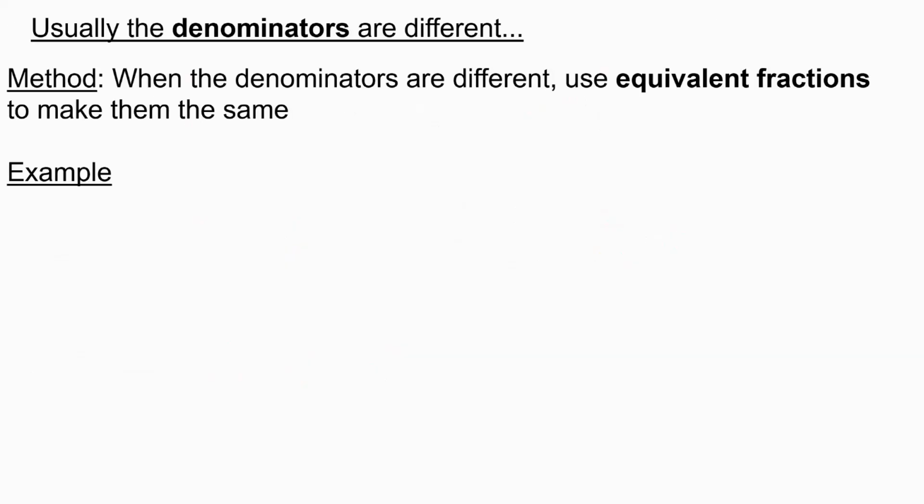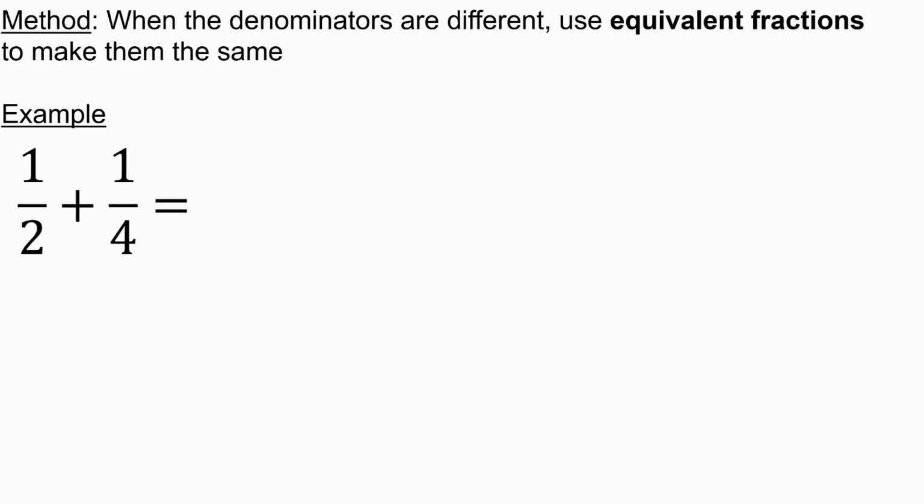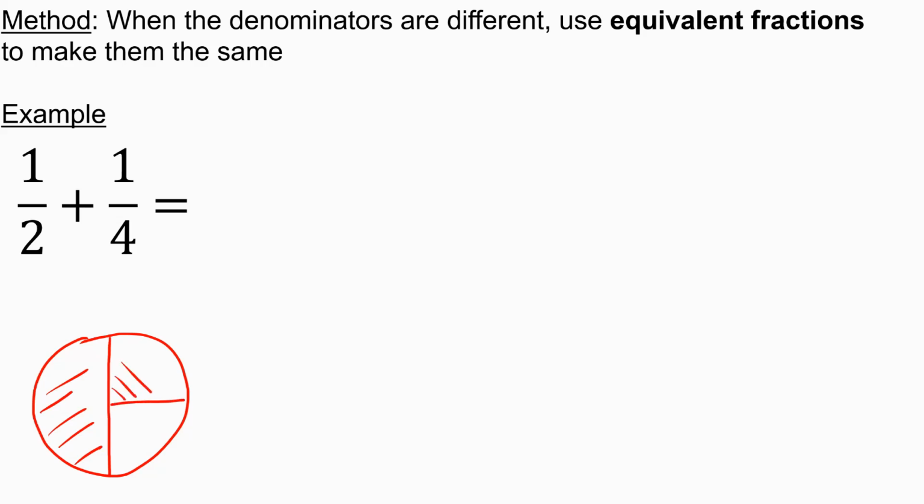In the questions we've seen so far, the denominators have been the same, but usually the denominators are different. When the denominators are different, we need to use equivalent fractions to make them the same. For example, if we wanted to add 1/2 and 1/4, we could use a picture. So we could imagine if I have half a pizza, or half of a whole, and 1/4 of a whole, you can probably notice that that needs to be 3 out of 4, 3 pieces out of 4.